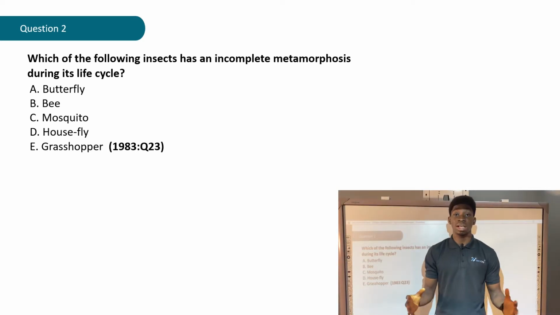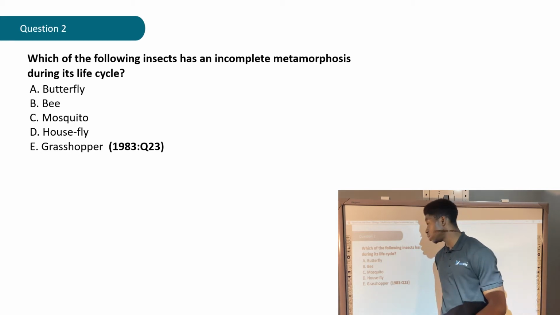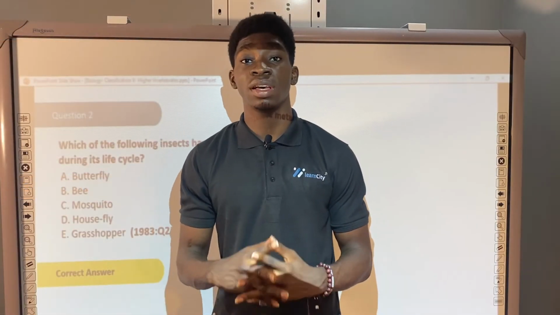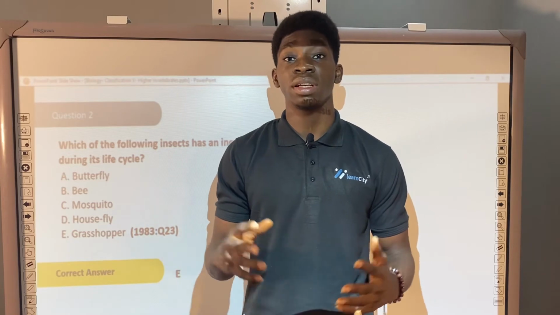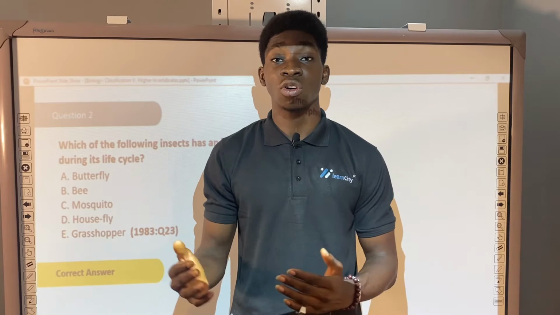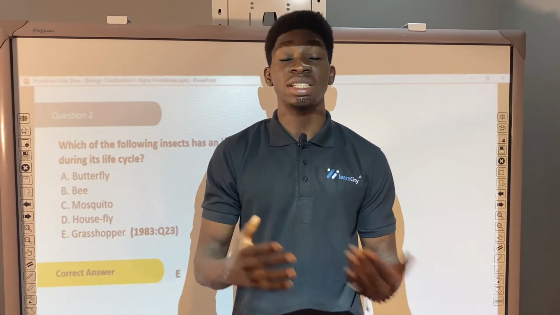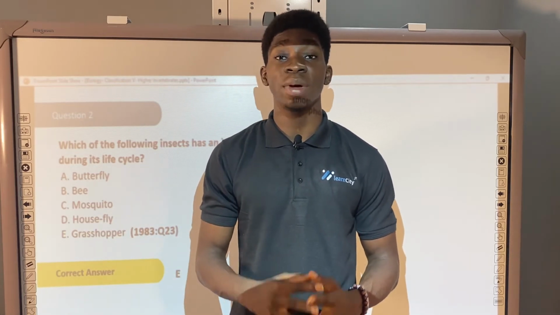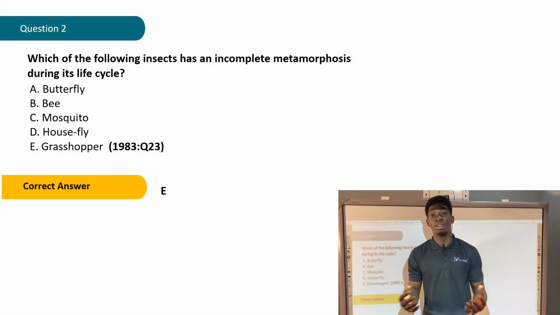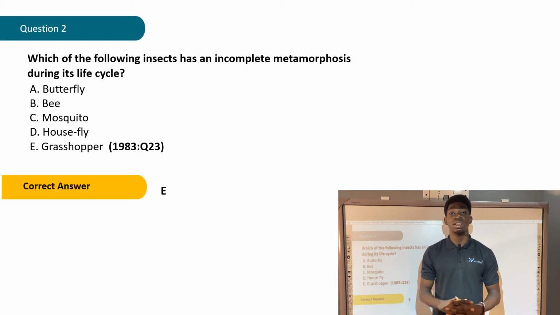Okay, let's check out what the correct answer says. The correct answer is E. Grasshopper. We have 2 types of metamorphosis in insects. We have complete metamorphosis and incomplete metamorphosis. Complete metamorphosis shows no similarity between the intermediate levels. It goes from egg to larva to pupa, then to imago, which is the adult phase. While incomplete metamorphosis goes from egg to nymph, then to imago.